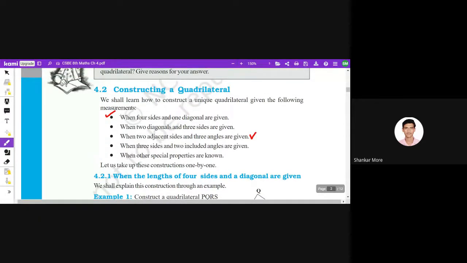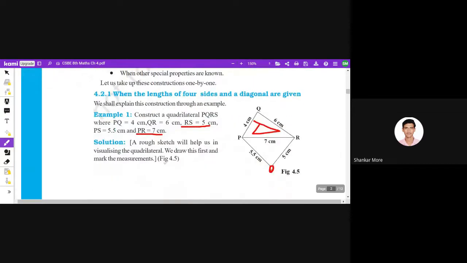So we wanted to learn how to construct a quadrilateral when 4 sides and 1 diagonal are given. Then we can draw a unique quadrilateral when 2 diagonals and 3 sides are given, or when 2 adjacent sides and 3 angles are given, when 3 sides and 2 included angles are given, and when other special properties are known. I think we have learned the first one, when the lengths of 4 sides and a diagonal are given.